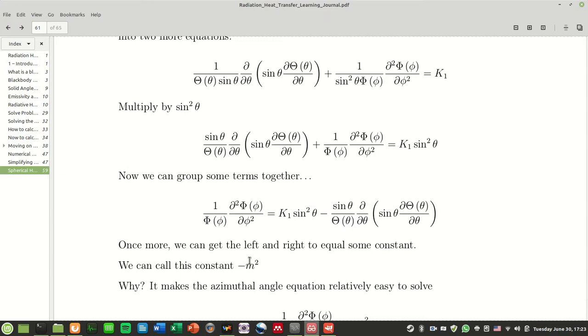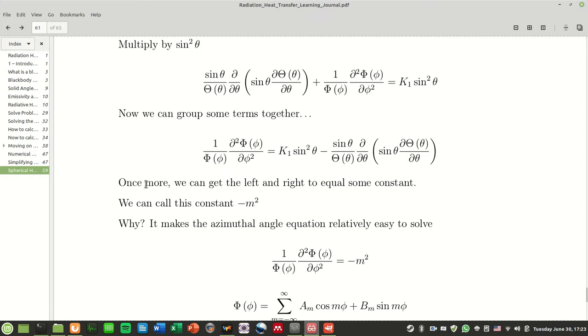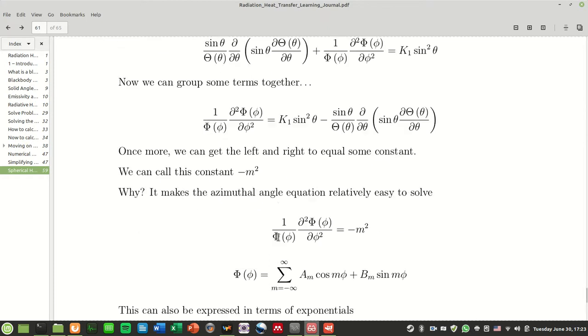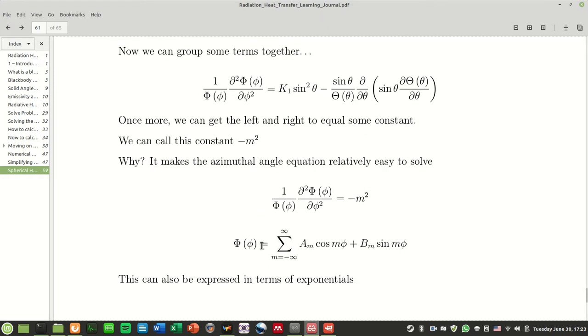Alright, so once more, we can separate the left and the right, and for this to hold, both have to equal some constant in order for this equation to work. We can call this constant something like minus m squared. Why do we want to do it like that? Because now it makes this azimuthal angle equation relatively easy to solve.